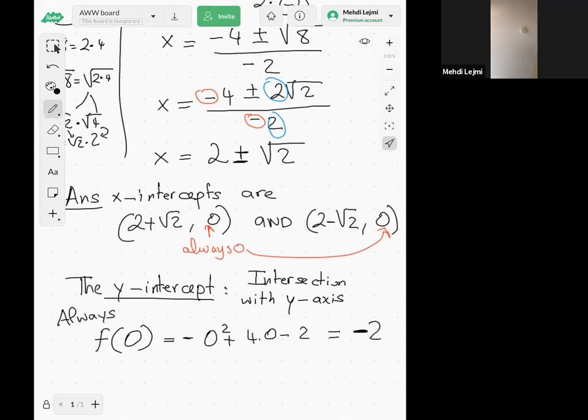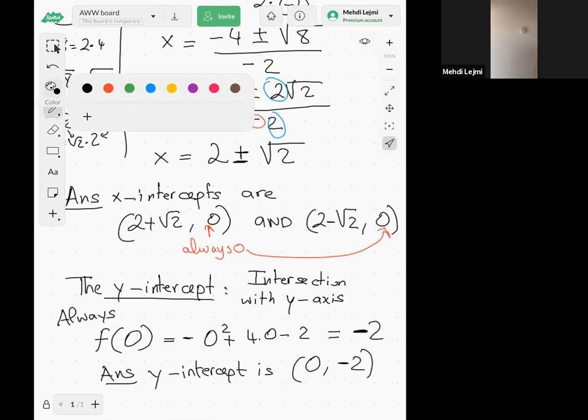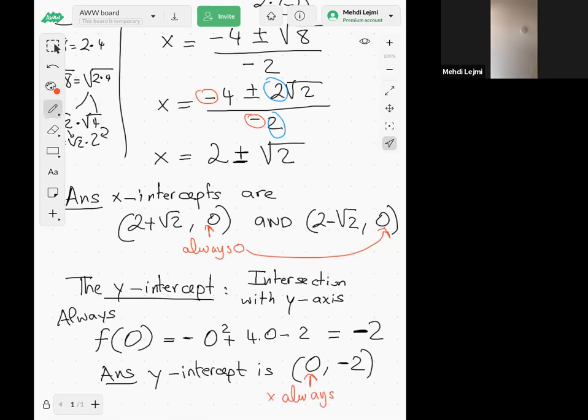Be careful also with the sign. So it's -2. Then the answer, the y-intercept is 0, -2. Your x is always 0. Okay, so that's for the y-intercept. For the x-intercept, always solve f of x equal to 0. For the y-intercept, always just evaluate f of 0.